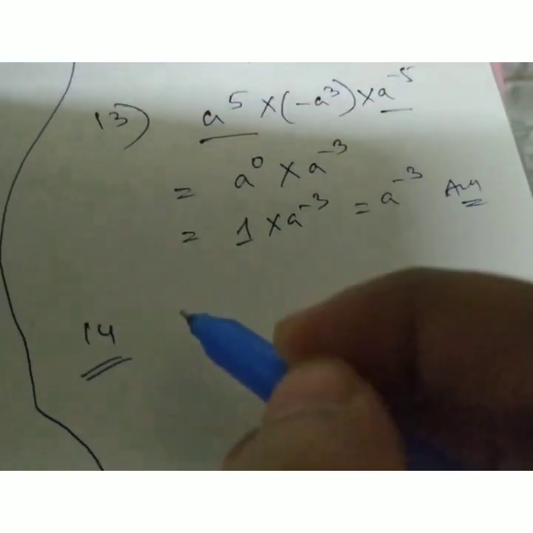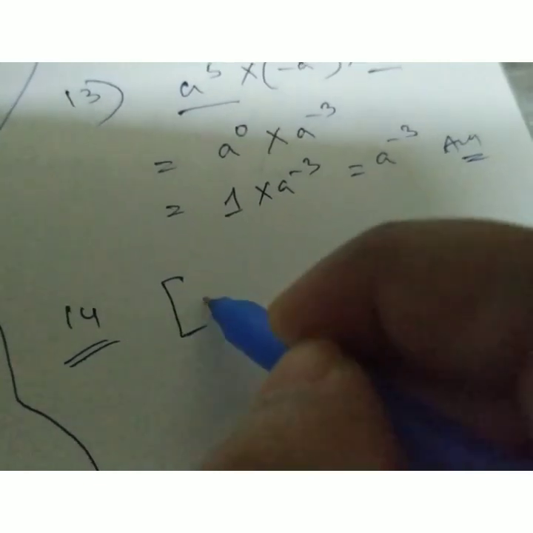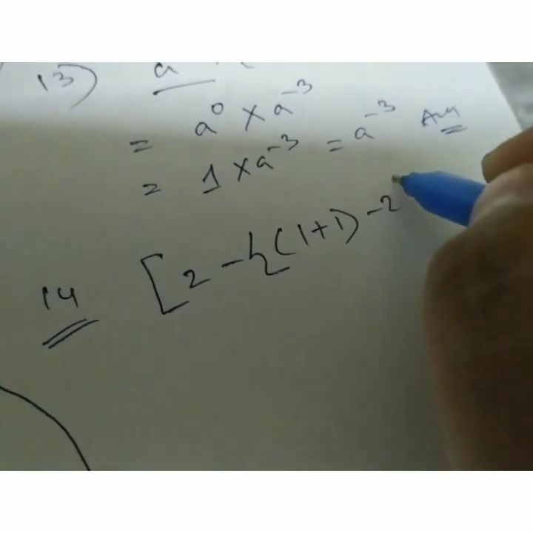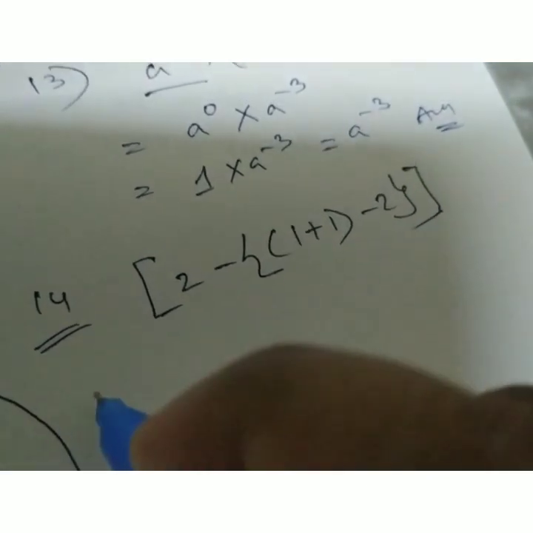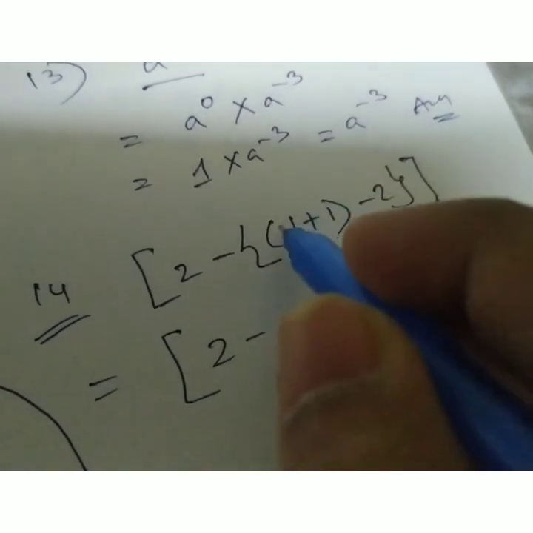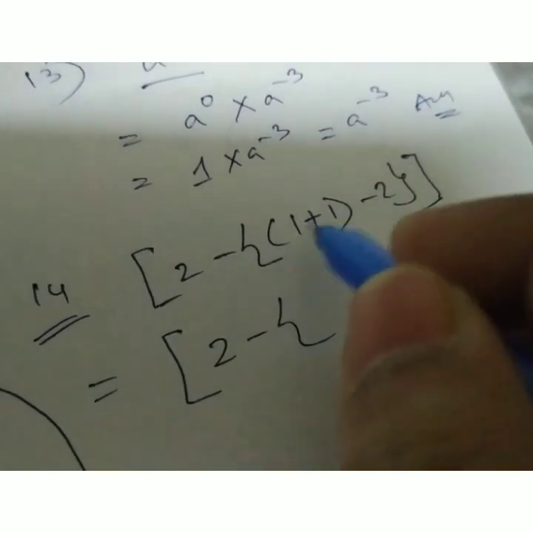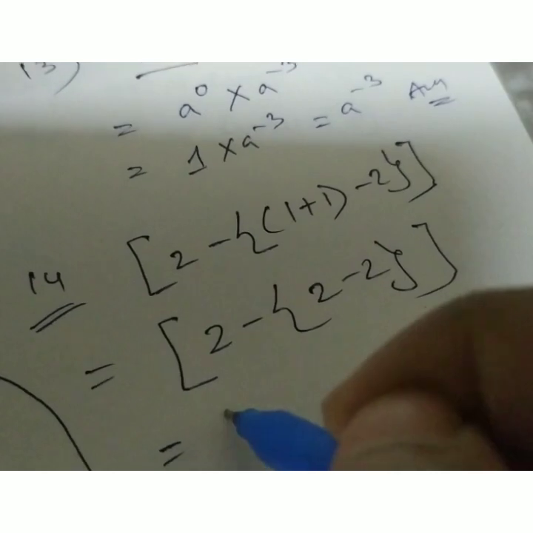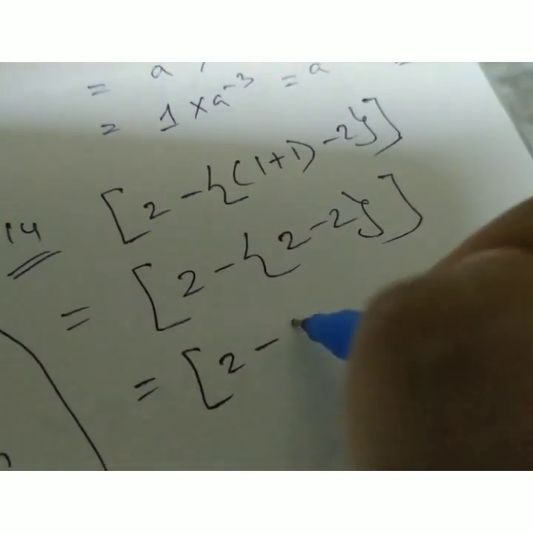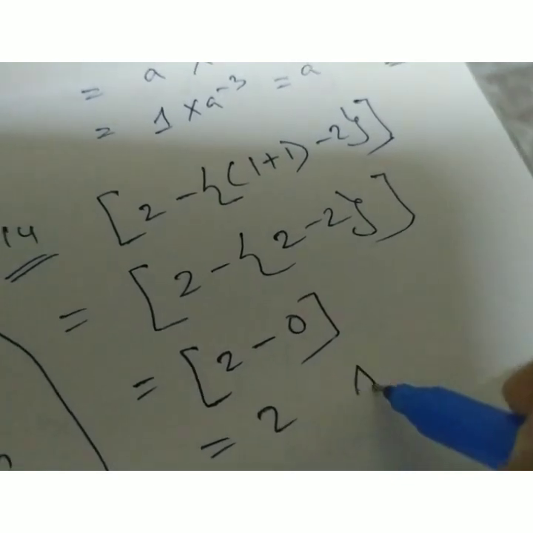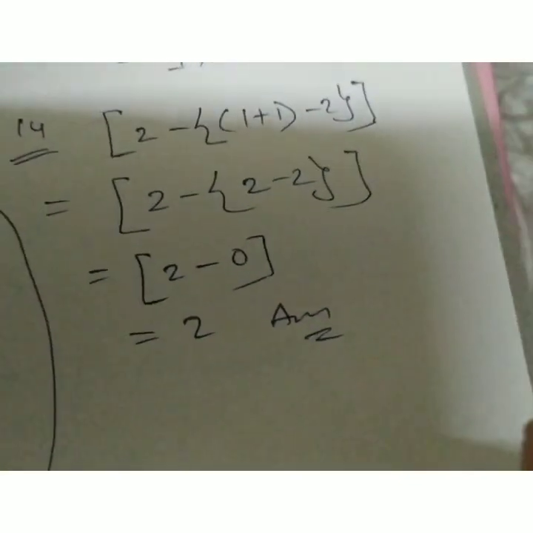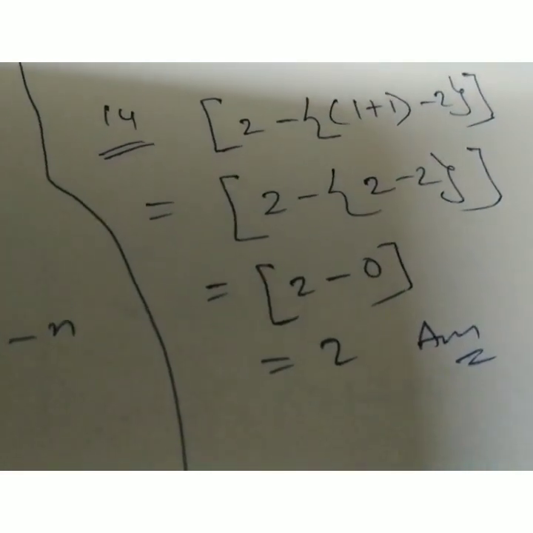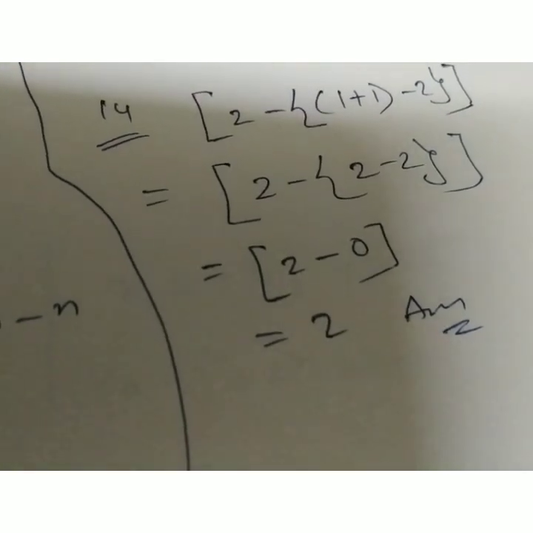And finally number 14. This is very easy actually. It's a work of brackets. So we can write very easily 2 minus, first of all we need to break the first bracket. So 1 plus 1 is 2, minus 2. So 2 minus 2 is 0, so the answer is 2. Okay, very simple. First break the first bracket, then solve it. That's it. So these are the part of our MCQ for algebra.